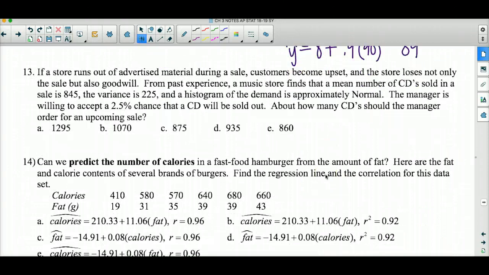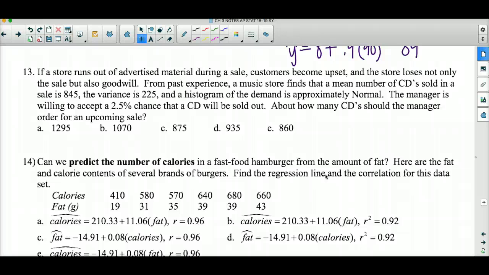If a store runs out of advertised material during a sale, customers become upset and the store loses not only the sale, but also goodwill. From past experience, a music store finds that the mean number of CDs sold in a sale is 845 and the variance is 225, and a histogram of the demand is approximately normal. The manager is willing to accept a 2.5% chance that a CD will be sold out. About how many CDs should the manager order for an upcoming sale?